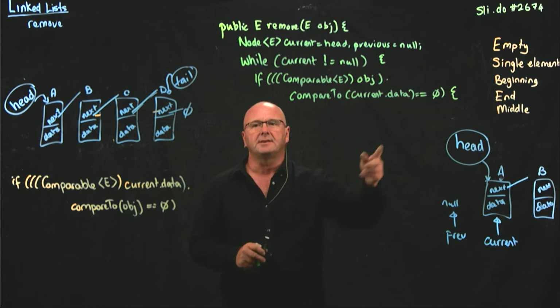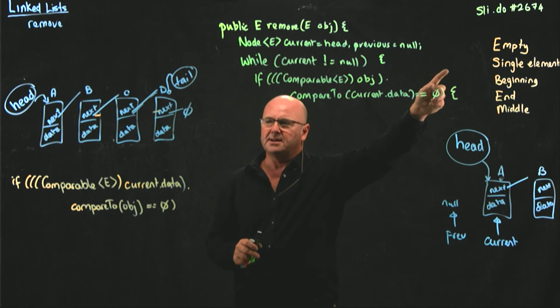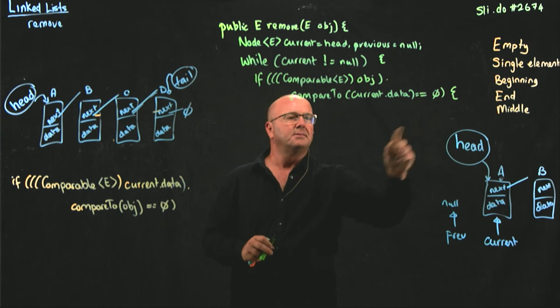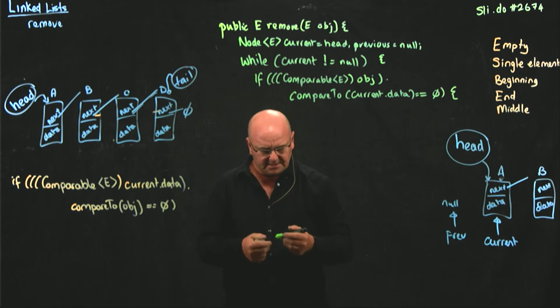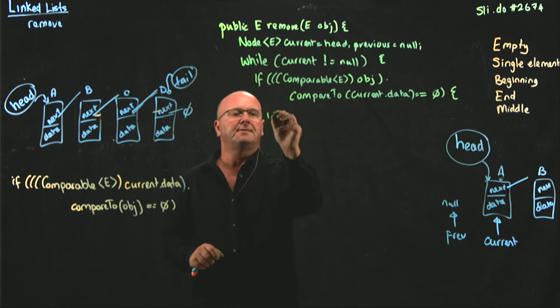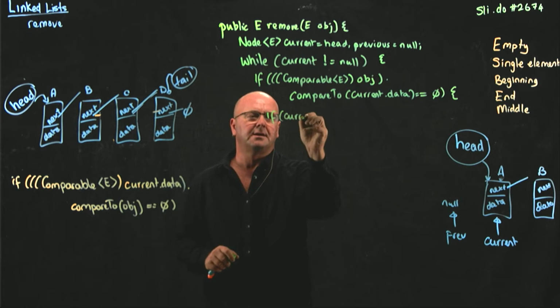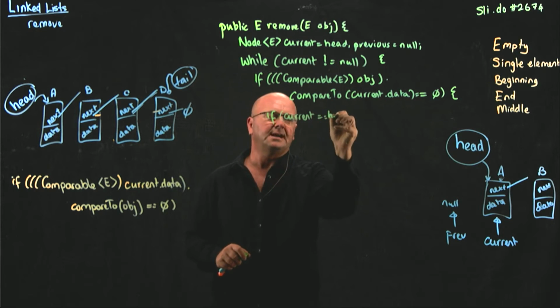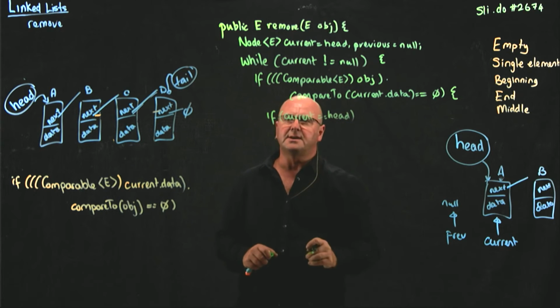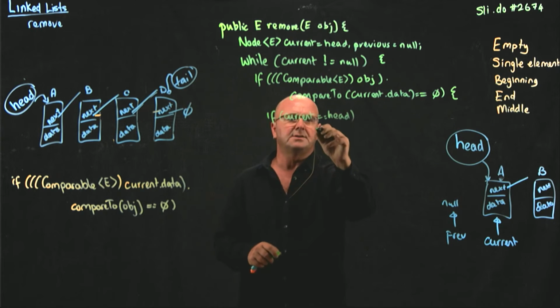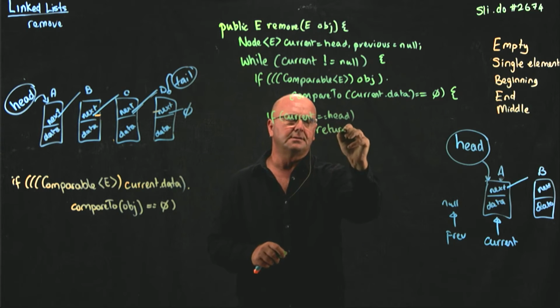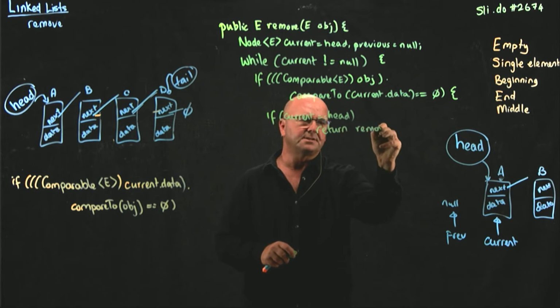So this is where I need to think about my single element list, working at the beginning and working at the end. So let's start with if current is equal to head, we're working at the beginning. We can just return remove first.